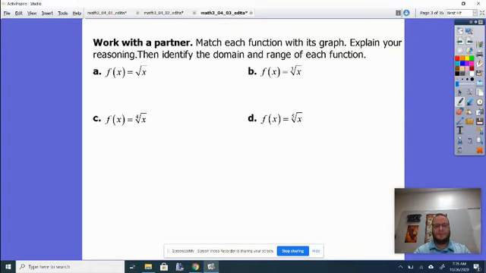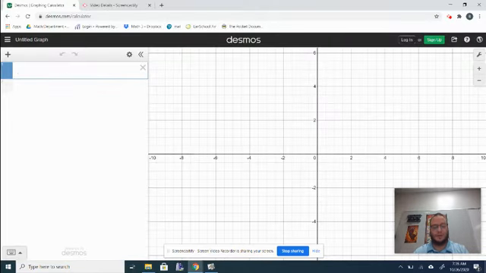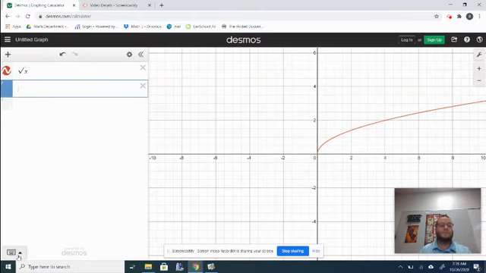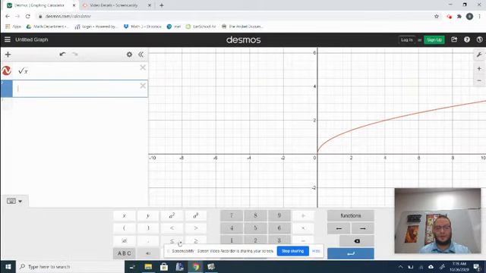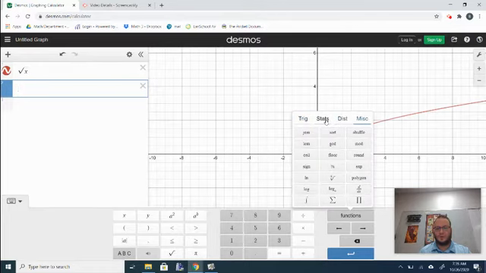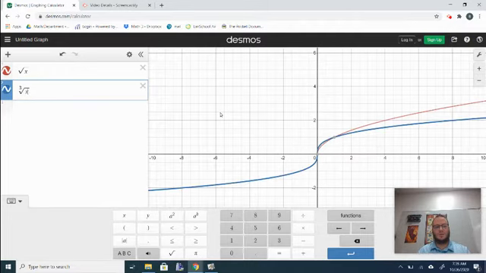So that being said, we want to start off by thinking about what these graphs look like. Let's head over to Desmos, and we're going to graph the different functions. I'm going to start off with the square root of x, which just looks like that. The other ones, we're going to need our calculator here, and I need to hide this. Functions. Here we go. And then I want to do the cube root of x.